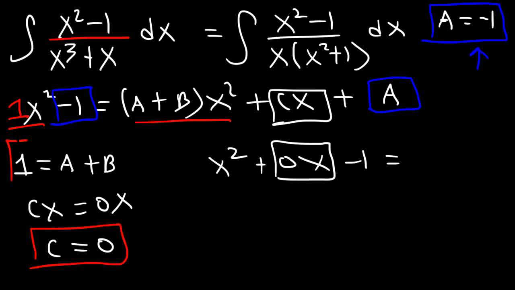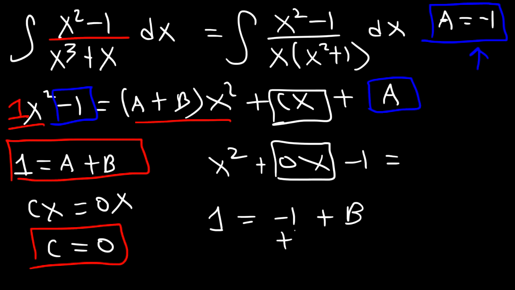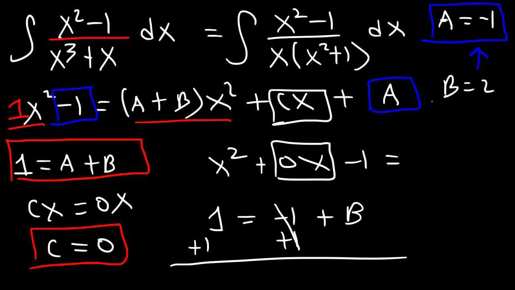Now, using this equation, we could solve for b, knowing that a is negative 1. So replacing a with negative 1, we're going to have this expression. So we need to add 1 to both sides. 1 plus 1 is 2. So b is equal to 2.